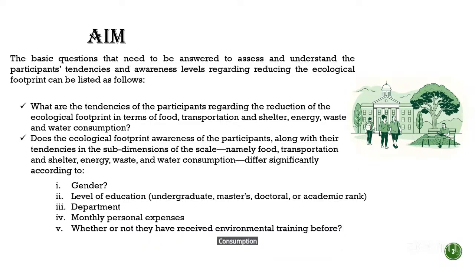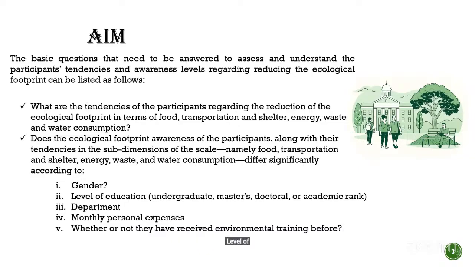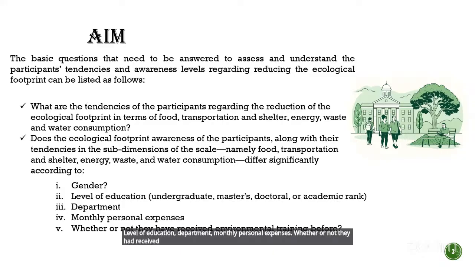And the second one is, do the ecological footprint awarenesses of the participants, along with the tendency in the sub-dimensions of this scale, namely food, transportation and shelter, energy, waste, and water consumption, differ significantly according to gender, level of education, department, monthly personal expenses, and whether or not they have received environmental training before?